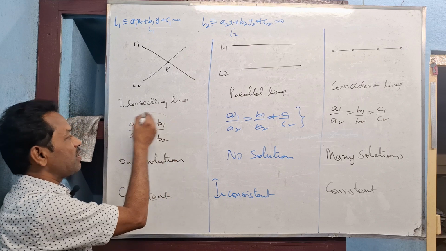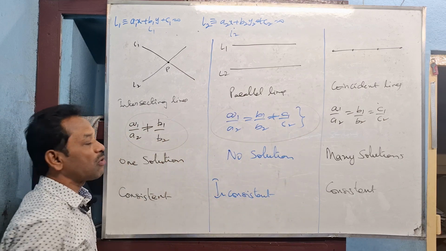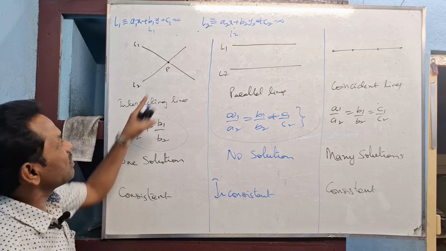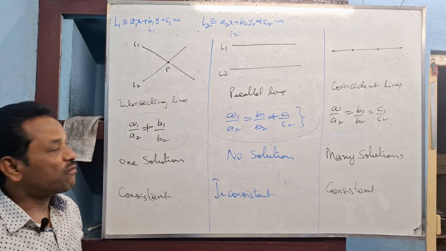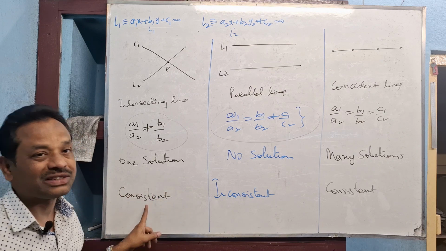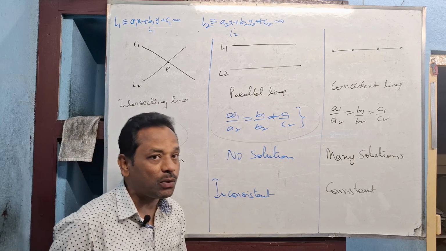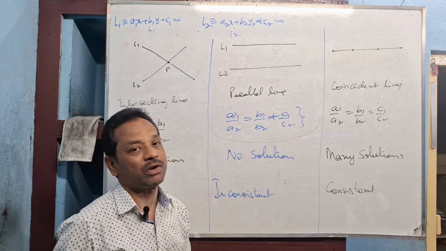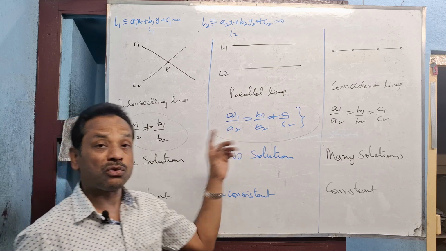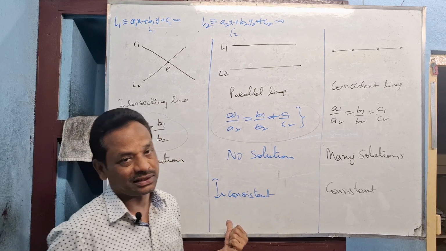Just make a note of these conditions. If you are able to prove that a1 by a2 not equal to b1 by b2, then the lines are intersecting lines. For intersecting lines, you get only one solution. That is consistent. If they are parallel, then you will get a1 by a2 equal to b1 by b2, but not equal to c1 by c2. There is no solution. As there is no solution, it is inconsistent.